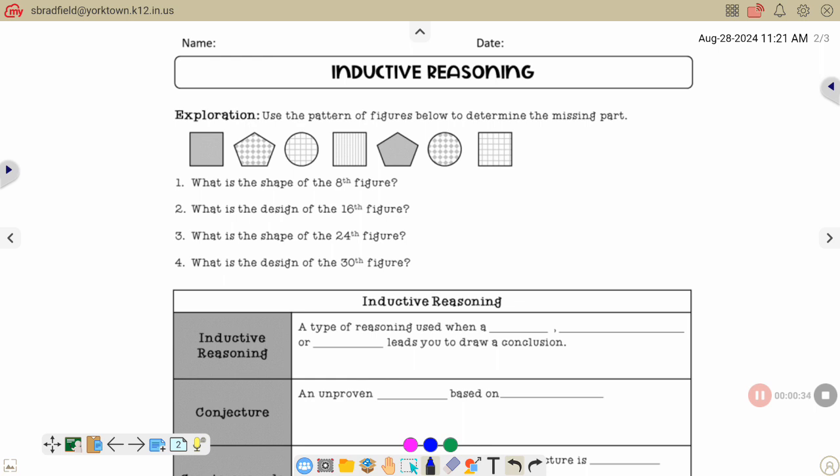The first question says, what is the shape of the 8th figure? So we actually only have 7 figures here. What would the 8th one look like? Audrey, what do you think? It's a pentagon. I would agree. Pentagon. See if I can draw a really bad pentagon here. Okay? Hey, don't judge. And then what would be the next shape? Do we know? Somebody else? Nicole? Circle. And then a square, and then back to a pentagon and a circle. That's the pattern, right, for the shapes. So the 8th shape would be a pentagon.